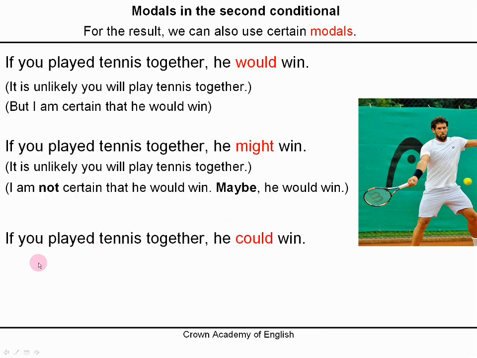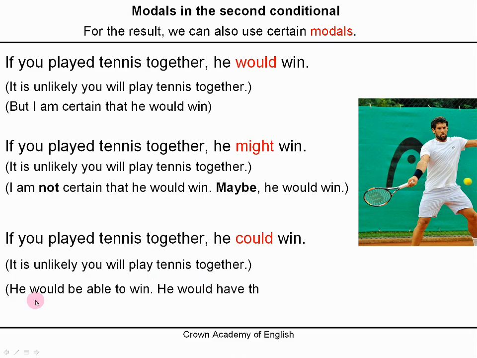Finally, if you played tennis together, he could win. Again, it is the second conditional, so it is an unreal situation. It is unlikely that you will play tennis together. But he would be able to win. He would have the ability to win. It's possible. So he could, it means he would be able to. Okay? So these are the three common modals that we use in the second conditional.